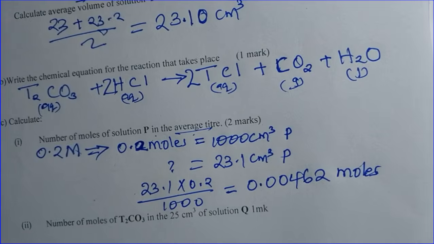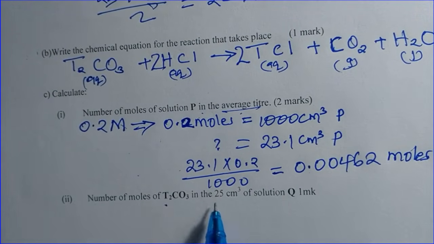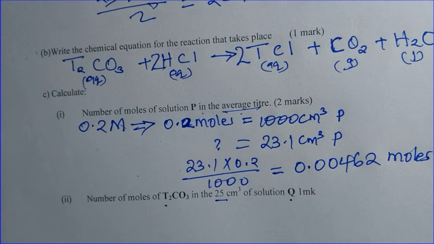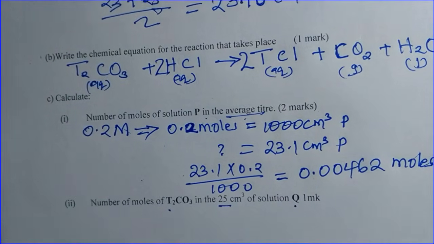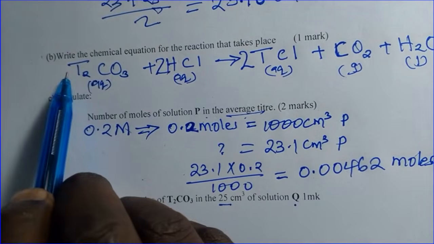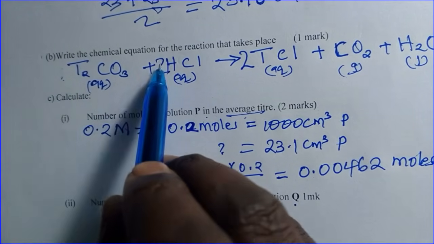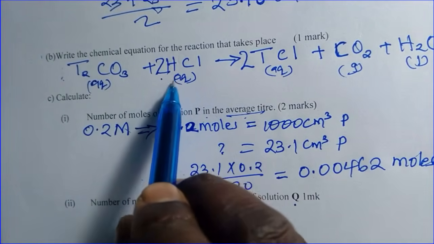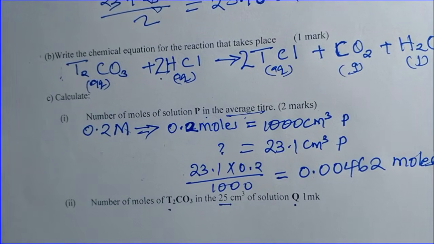That is the number of moles. The number of moles of the carbonate in 25 cm³ of solution Q. Now here, the reason why we wrote this equation is to help us with the mole ratio. You can see that 1 reacted with 2. So 1 mole reacted with 2 moles of HCl. Now we know the number of moles of P, which is HCl. Automatically we will know this one because of the ratio.